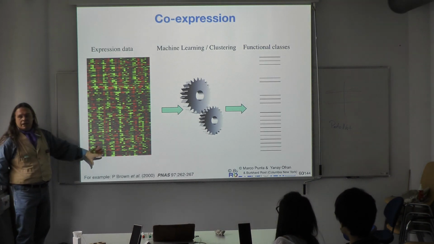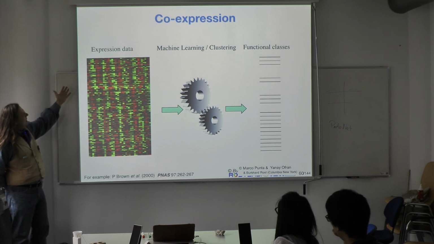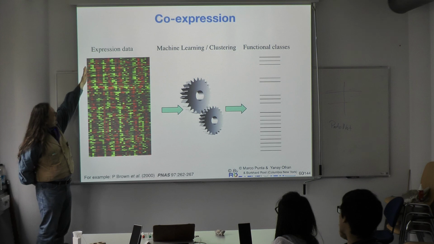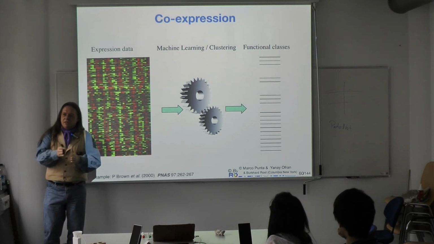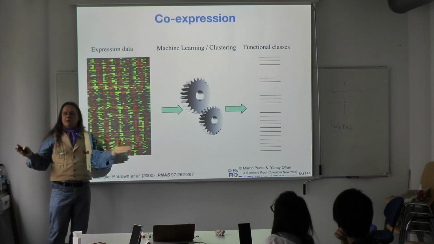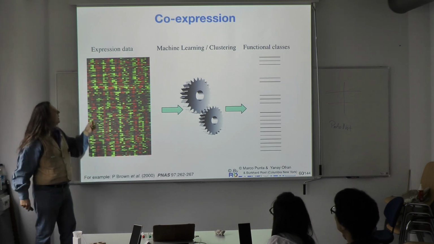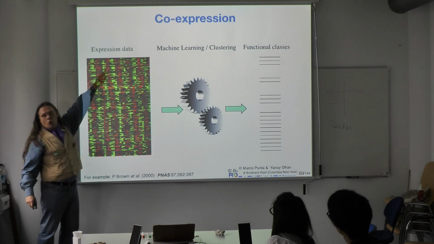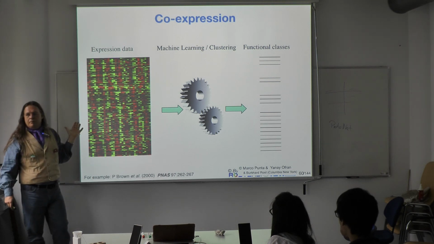This is an expression data array. So typically, in the simplest way here, red means it is not expressed, green means it's expressed. Down here you have conditions, so you do different experiments: you deprive the cell of sugar, you put it under pressure, you put it under heat, and so on. And each row is one particular gene or protein. And you see some patterns showing up.